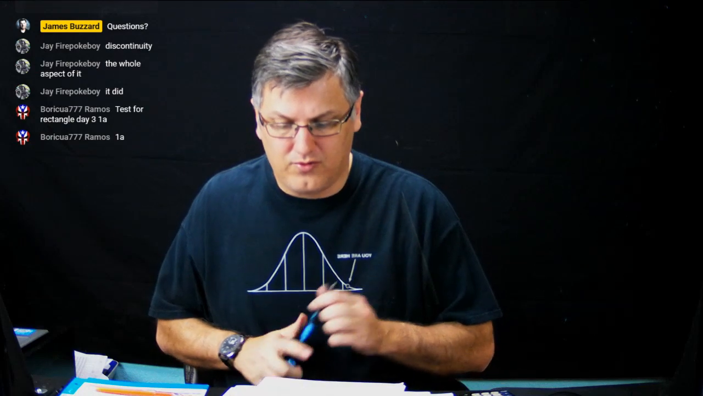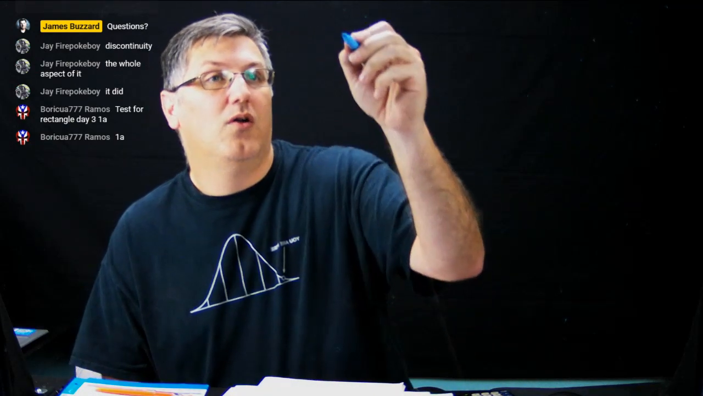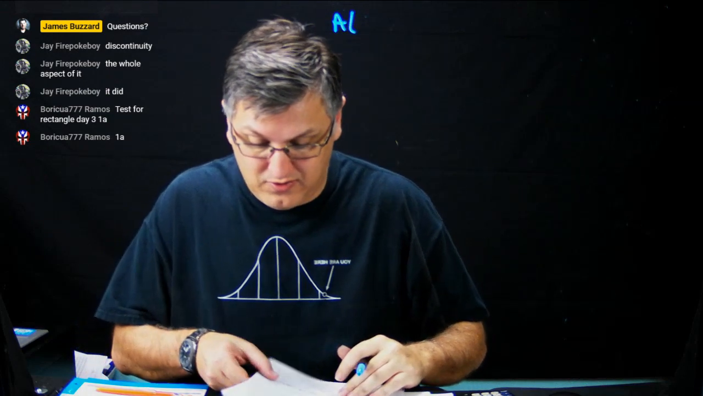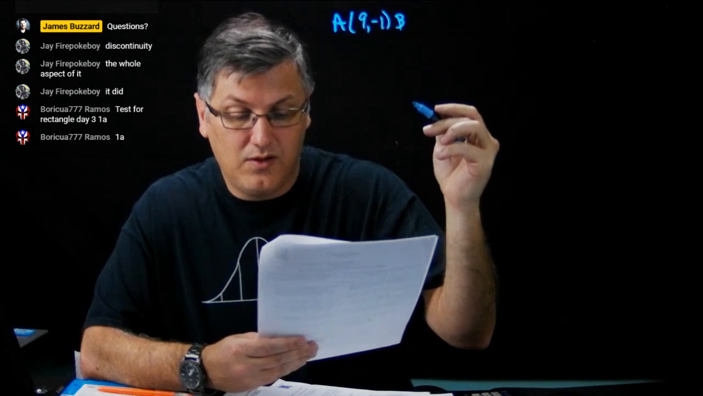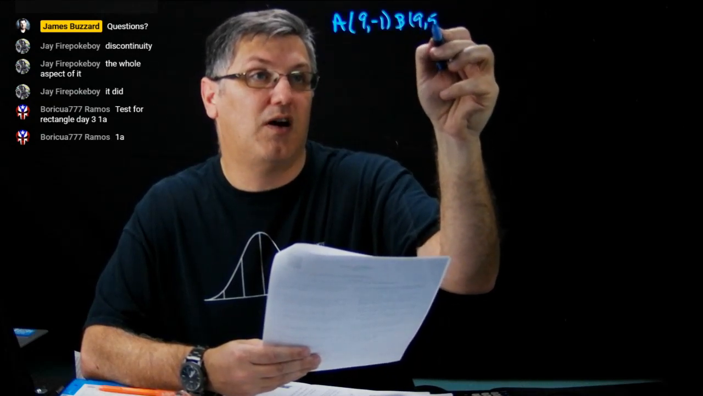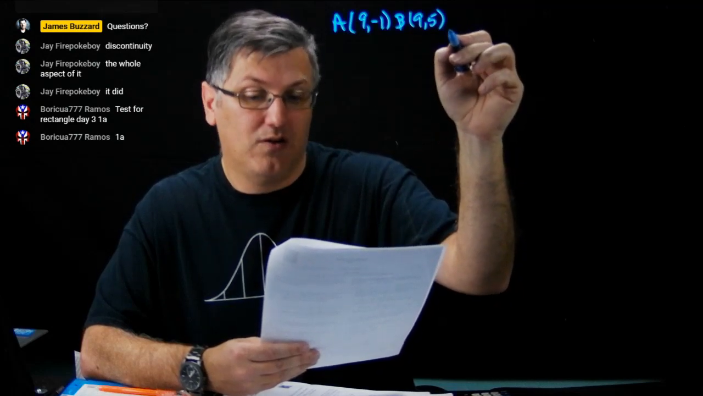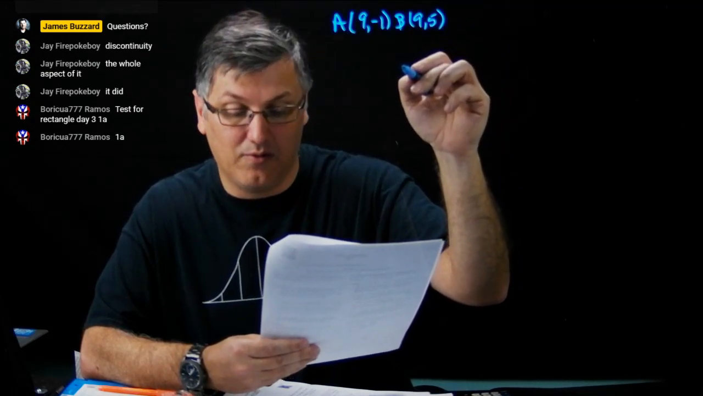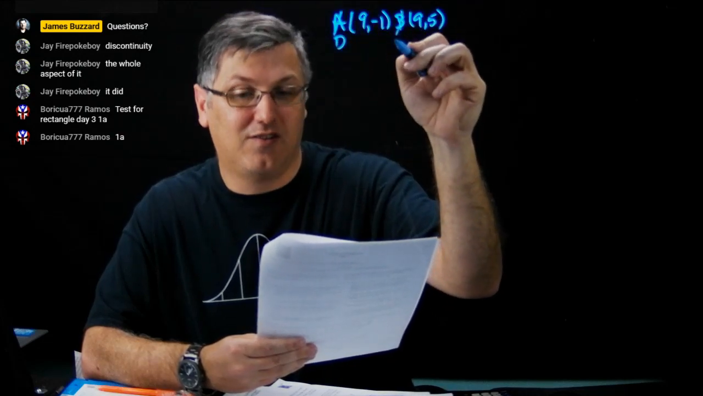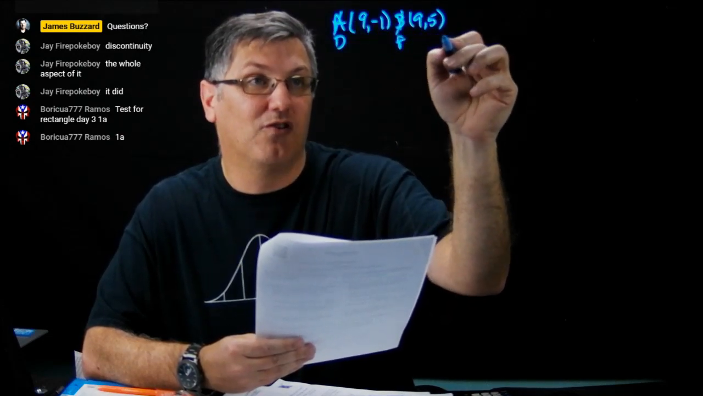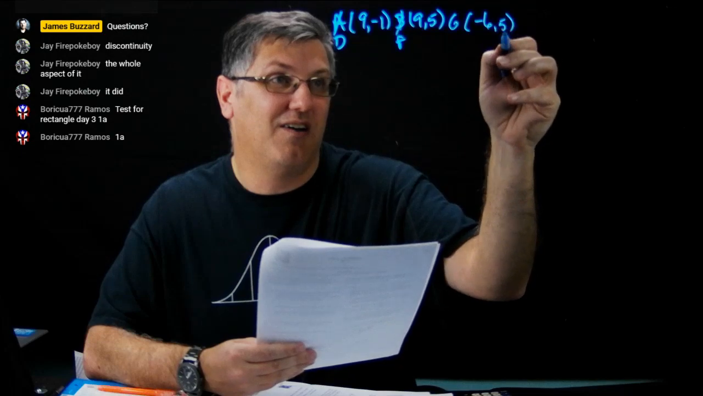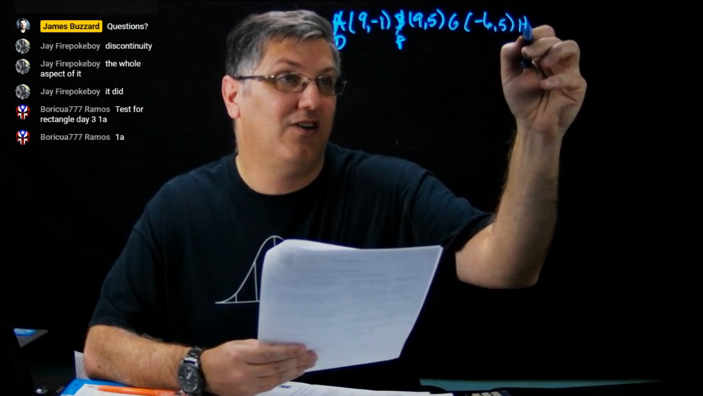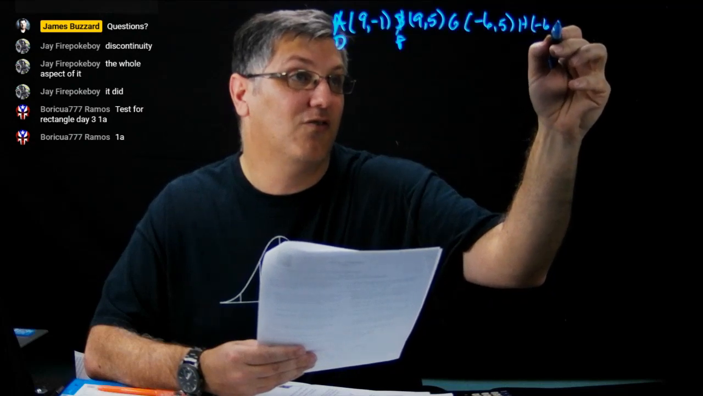Test for rectangles. All right, so we have point A, which is 9, -1. We have point B, which is 9, 5. We have point G. Wow, I just started labeling them. A, B. This is actually D. This is actually F. Help if I use the letters that are on your page. We have point G, which is -6, 5. And then we have point H, which is -6, 1.